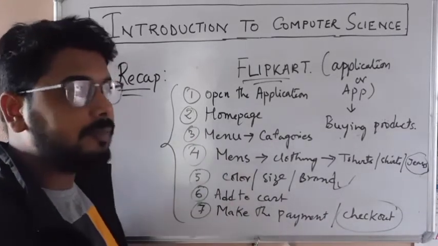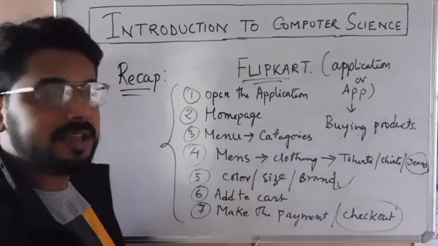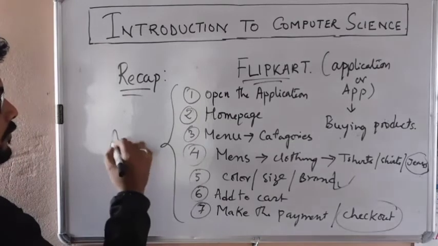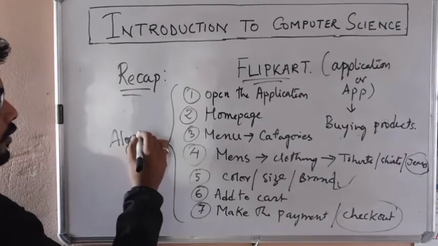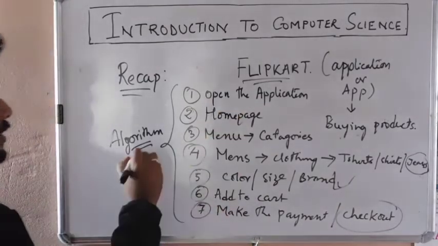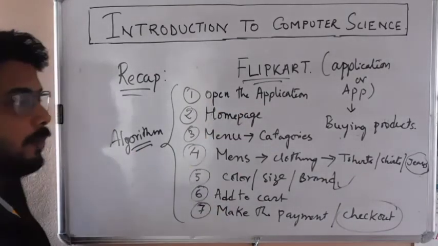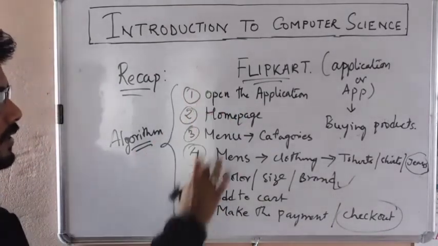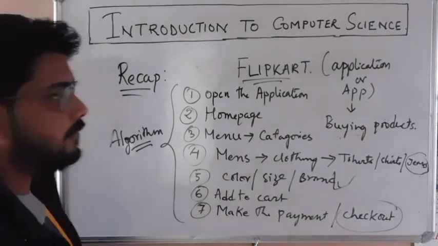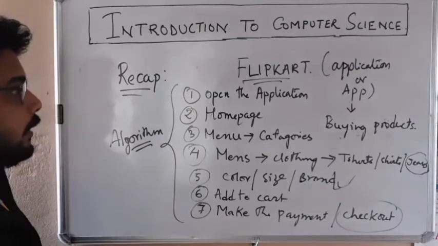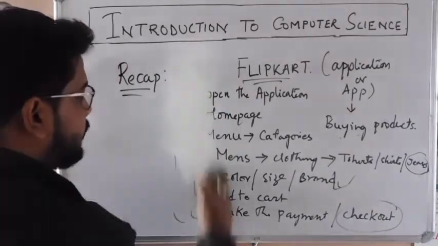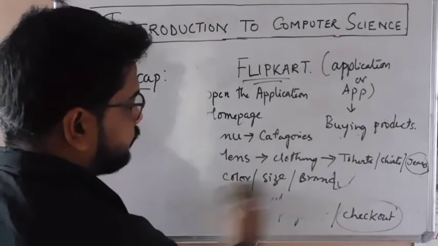Now what is an algorithm? An algorithm is just a series of steps. As I have explained here, the combination of all these steps constitutes the algorithm, right? So I hope it is clear that an algorithm is just a series of steps to solve any given problem in our day-to-day lives. Okay? Let me give you another example of an algorithm.